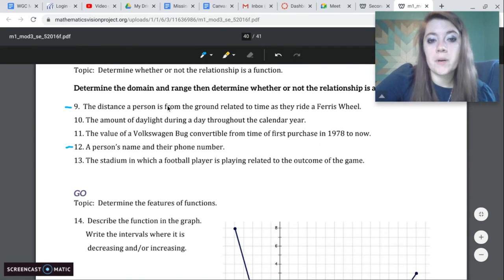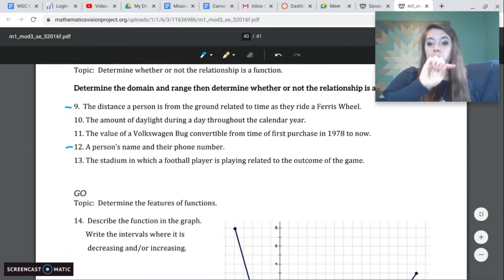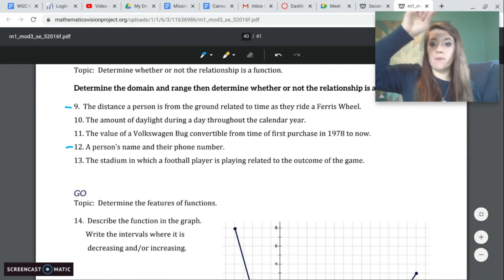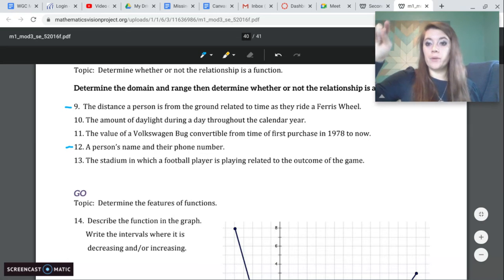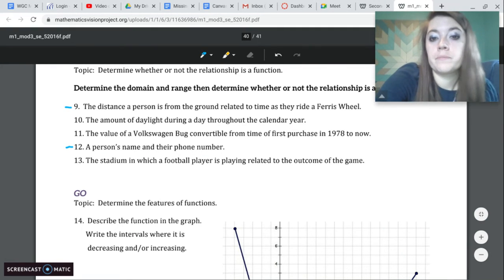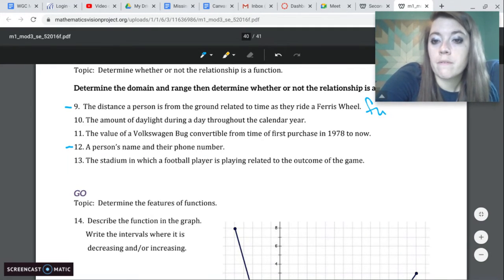So the distance a person is from the ground related to time as they ride a Ferris wheel. So if we think about it, at each moment on the Ferris wheel, we're getting further and further away from the ground until we reach the very top. Then as we come back down, we're getting closer and closer. So is there a relationship there? Is that a function? Yes. So function.